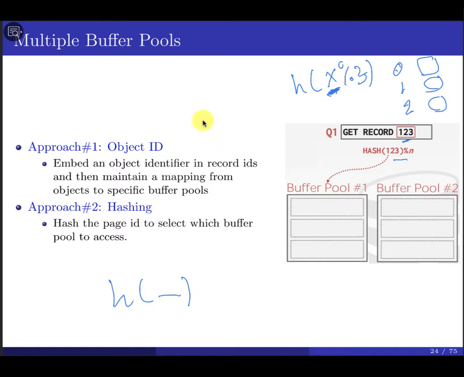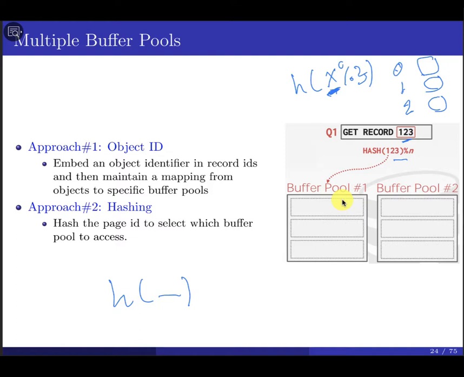That's what you call multiple buffer pools. Again, the good thing is the operating system doesn't do that. The database management system can come up with multiple buffer pools, not one, in order to speed up access to the data, improve concurrency, and minimize contention.